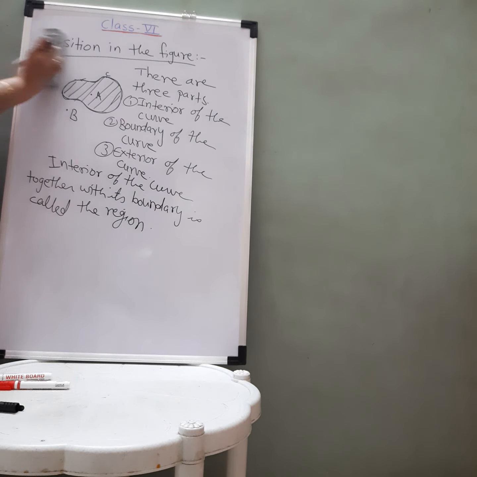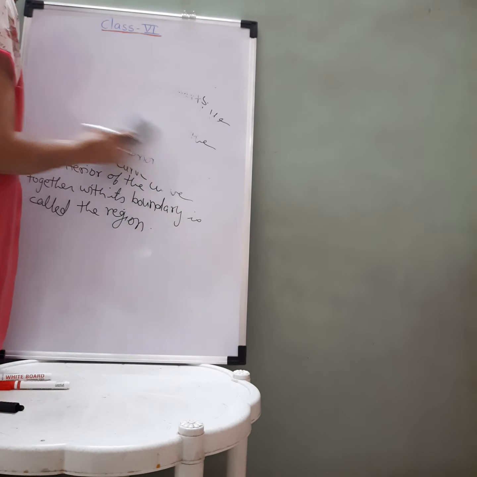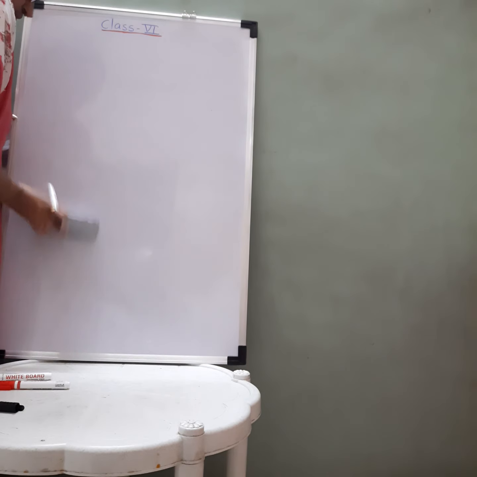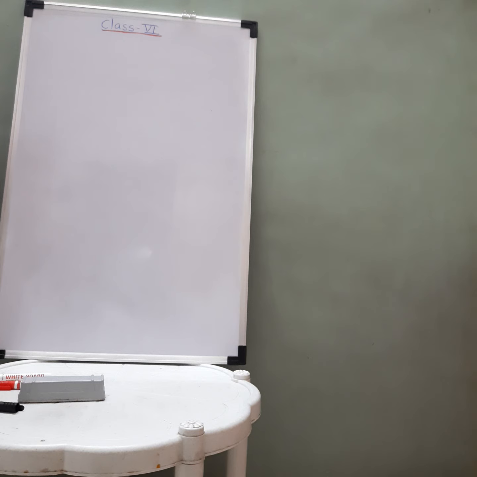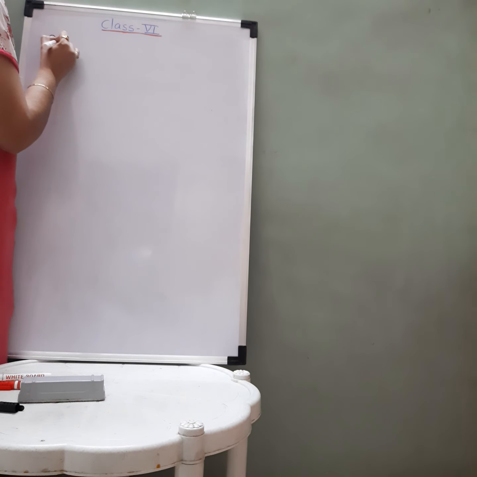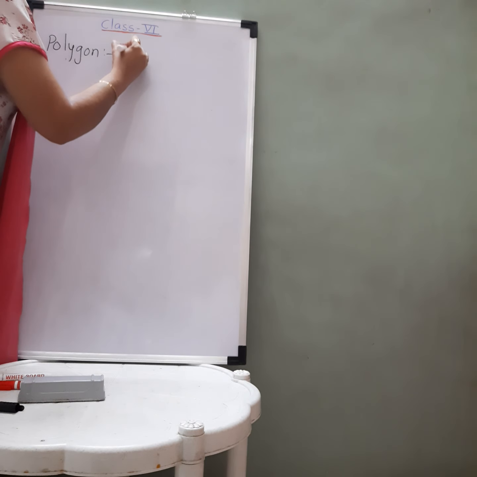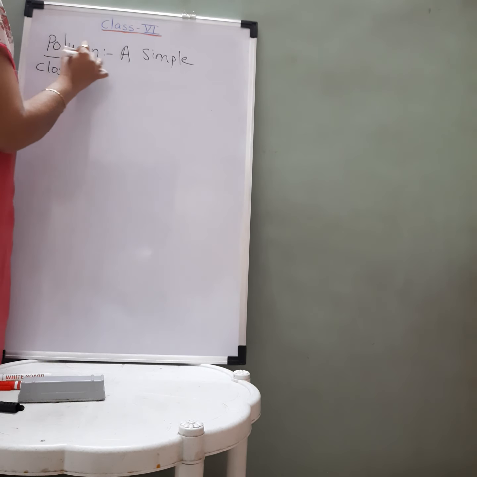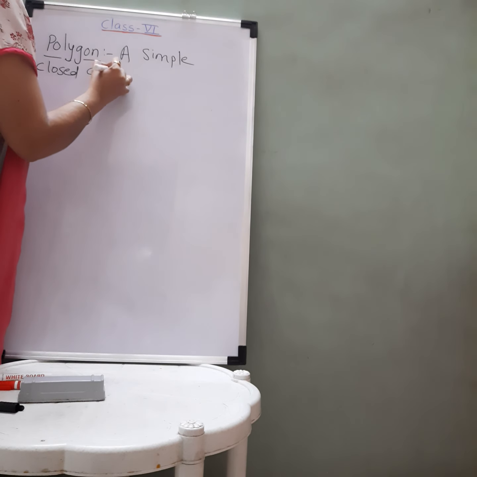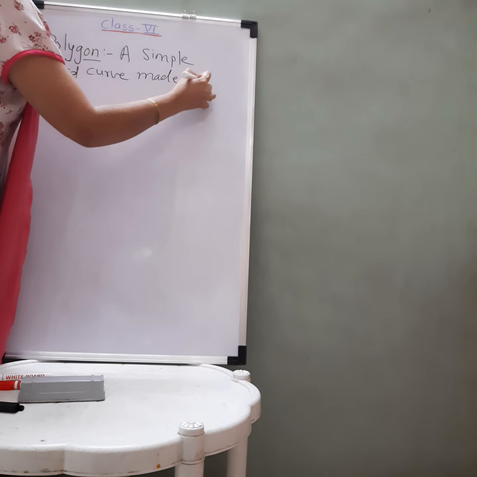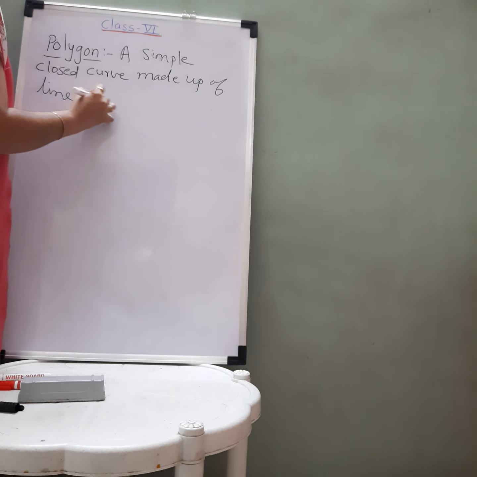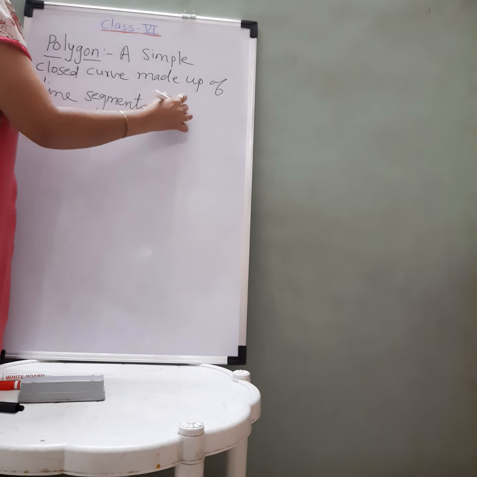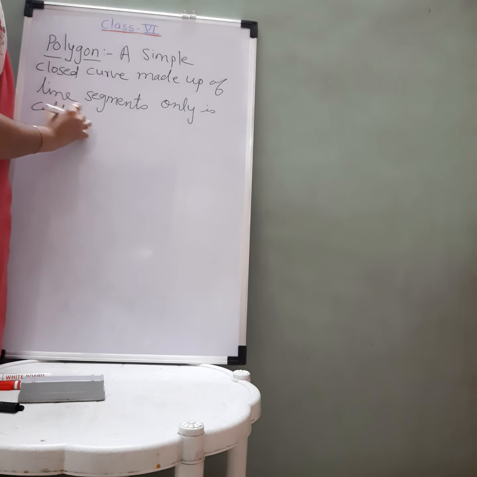Next topic is polygon. A simple closed curve made up of line segments only is called a polygon.